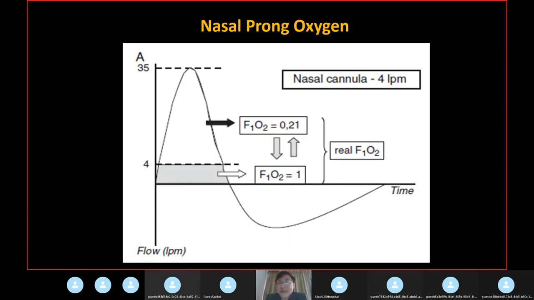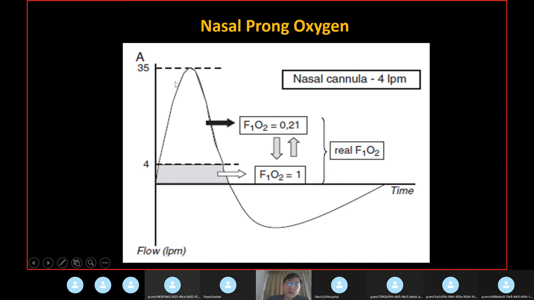So now let's go to the basics a little bit, the oxygen, and then subsequently we go to the high flow nasal cannula. You just concentrate on the graph. When you inhale, during the inspiratory process, this is the flow of air going into our body. Then after that, subsequently, you exhale. This is the exhalation. So inhalation process, exhalation process.